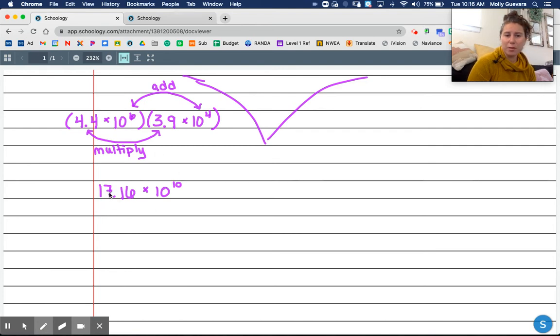Because this number is bigger than 1, step 4 tells me I have to move my decimal place over 1. So we move 1 place. Therefore, we have to add 1 to the exponent. So it becomes 1.716 times 10 to the 11th. And that is my final answer.